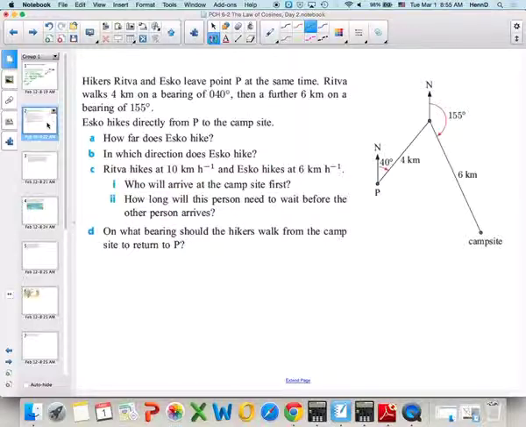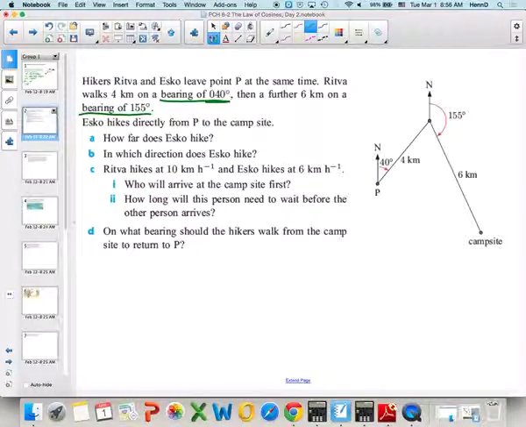And this will actually introduce us to another way of writing bearings. Remember we looked at bearings that were like north 50 degrees west or something like that? Sometimes you'll be given bearings where it's just an angle. So we're going to look at how to find that.